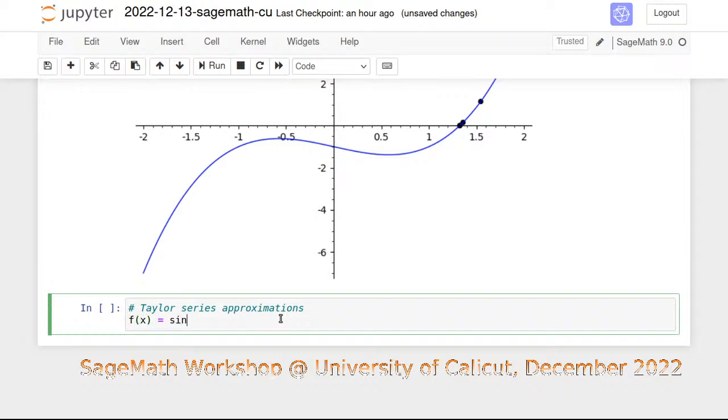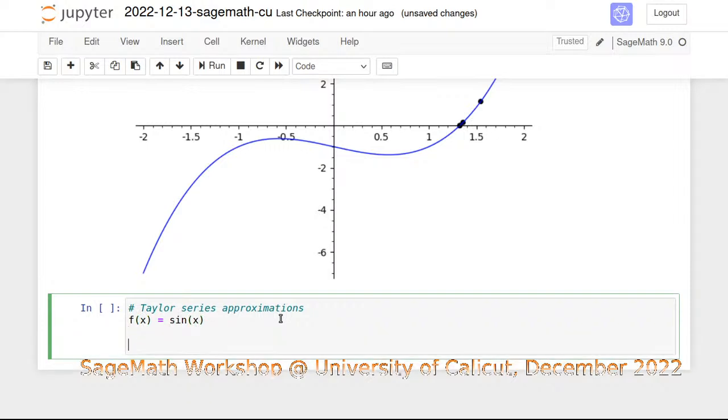Taylor series approximation. Suppose that we take f of x to be the very well-known function sin x itself. After that we can change it to anything. Suppose that we want to find the approximation of sin x around x equal to pi by 2. So how do we do that? We need to find out the expansion.